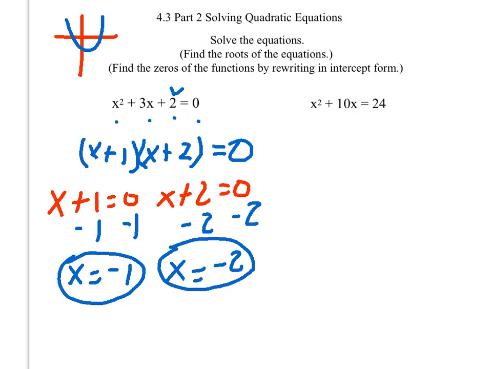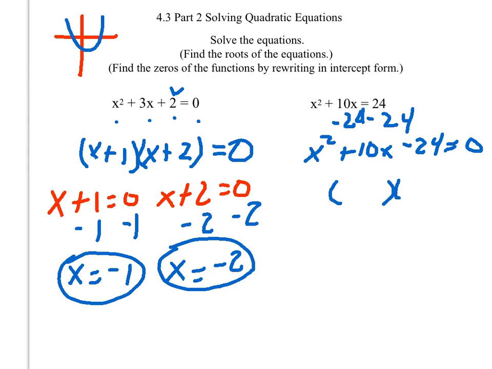Over here on the right we have another example, but as I stated earlier, we want to make sure that we set it equal to 0 first. So we want to take this 24 and subtract it over to the other side. So now we have x squared plus 10x minus 24 equals 0. So now we're ready to factor this apart, and since we have plus minus as our signs in the quadratic, we can have plus minus in our binomials.